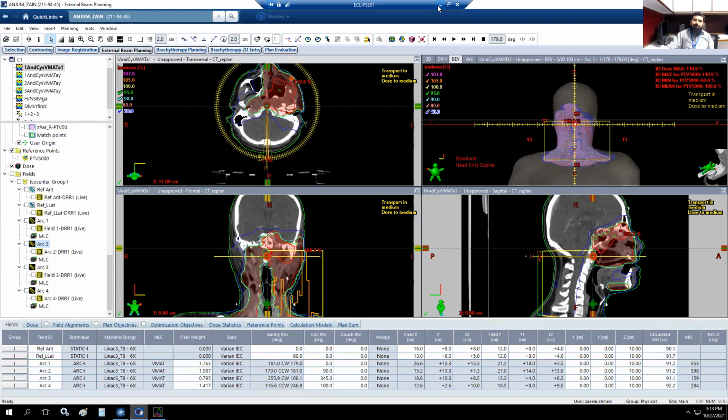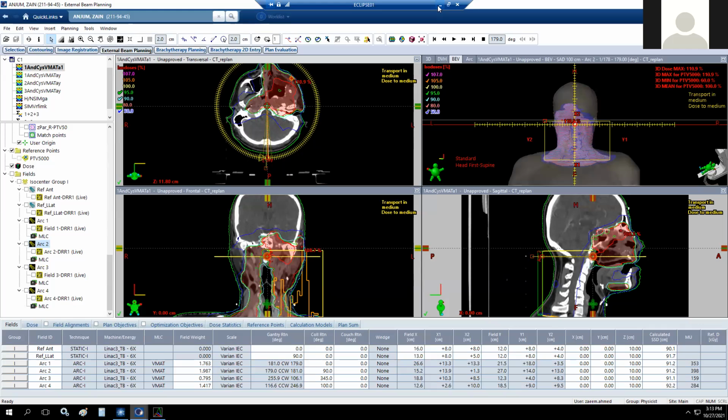What we are doing is subtracting the PTV structure from that artifact, so that our DVH is not affected by that artifact. But you can do it by subtracting the PTV from that artifact, like defining another structure, another objective.